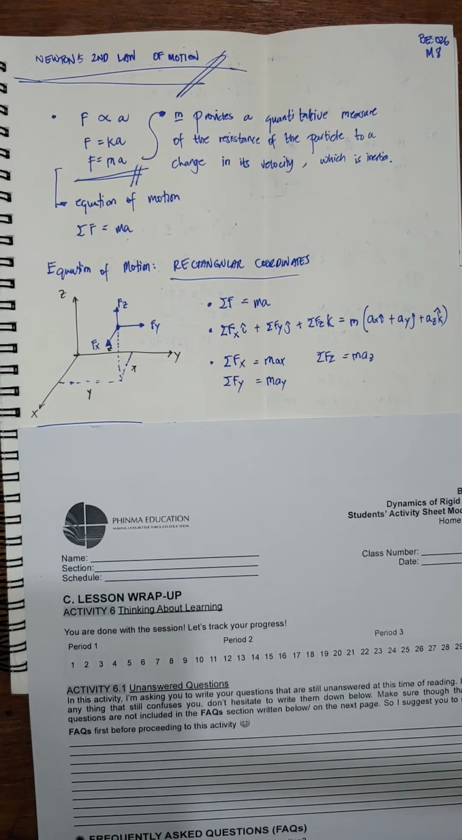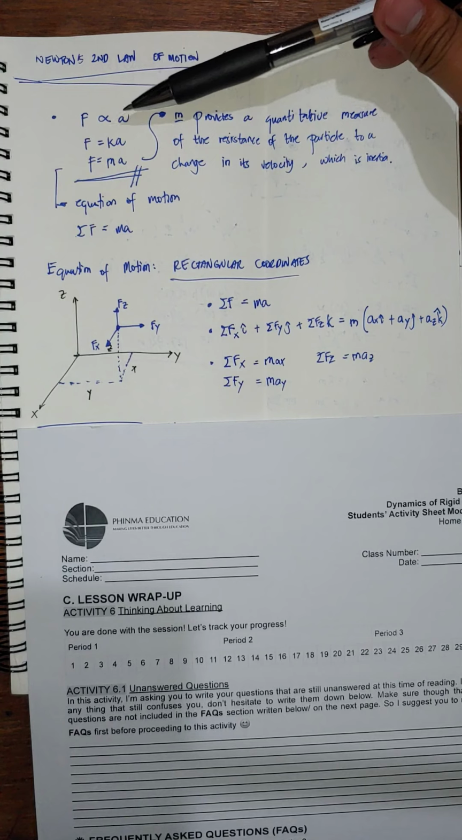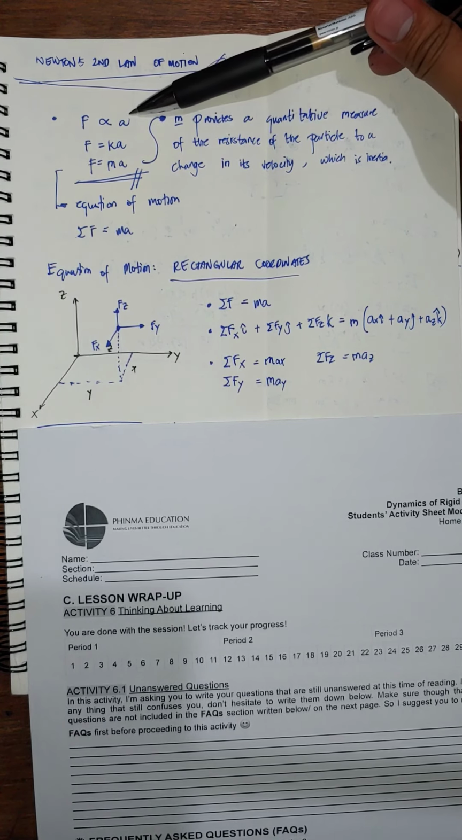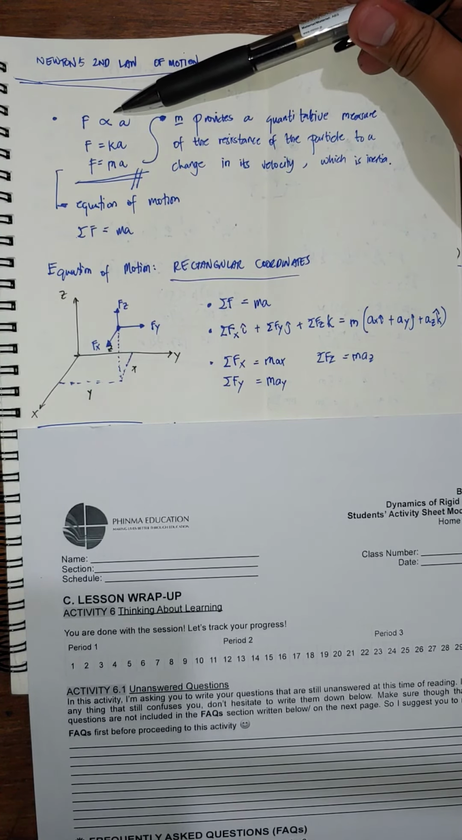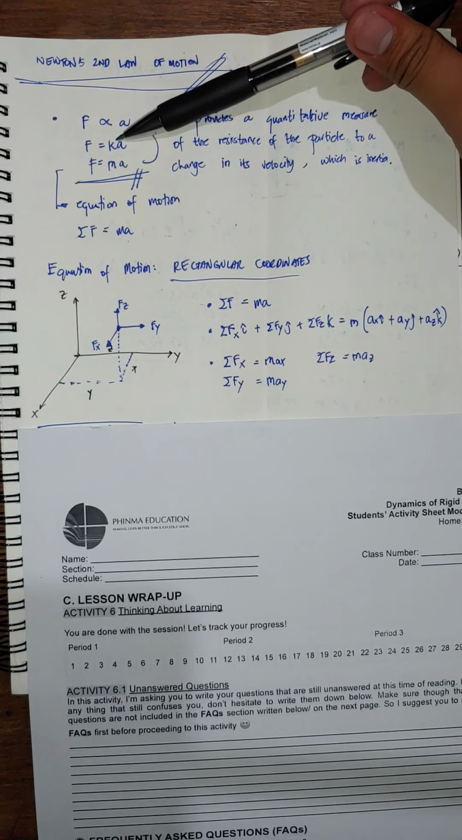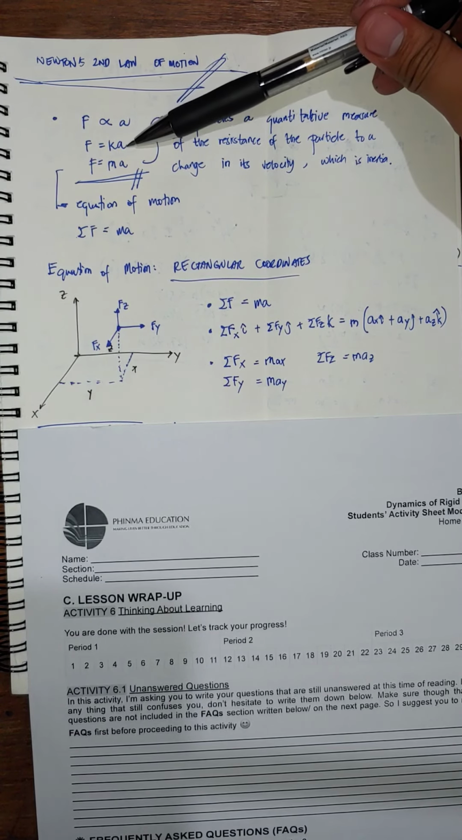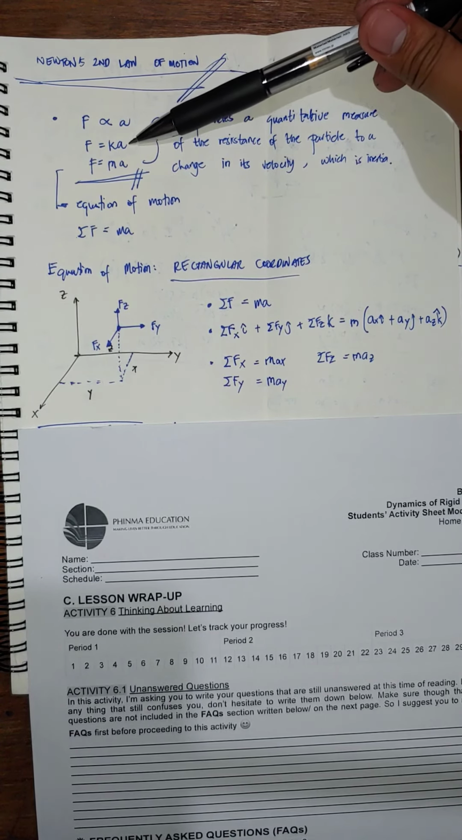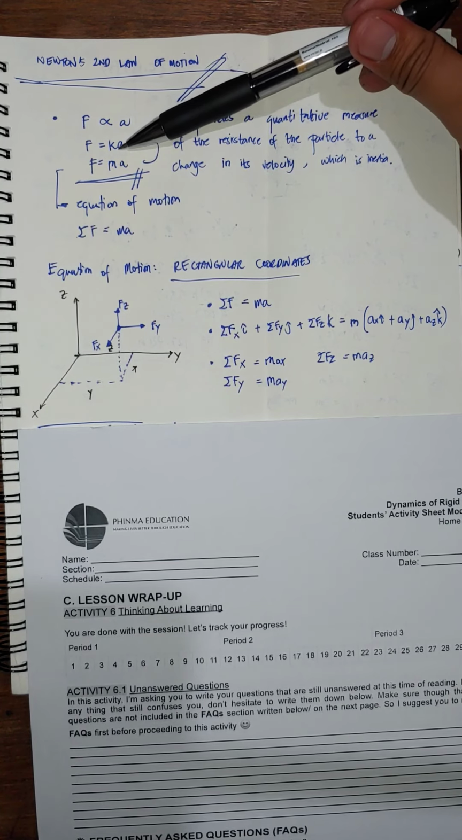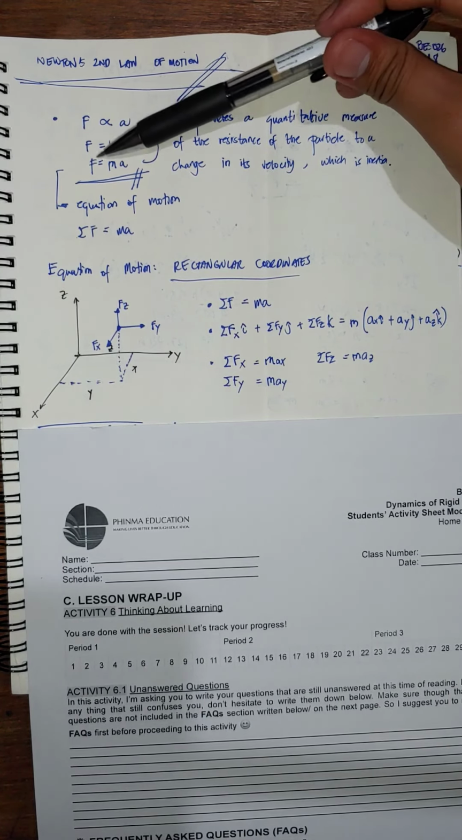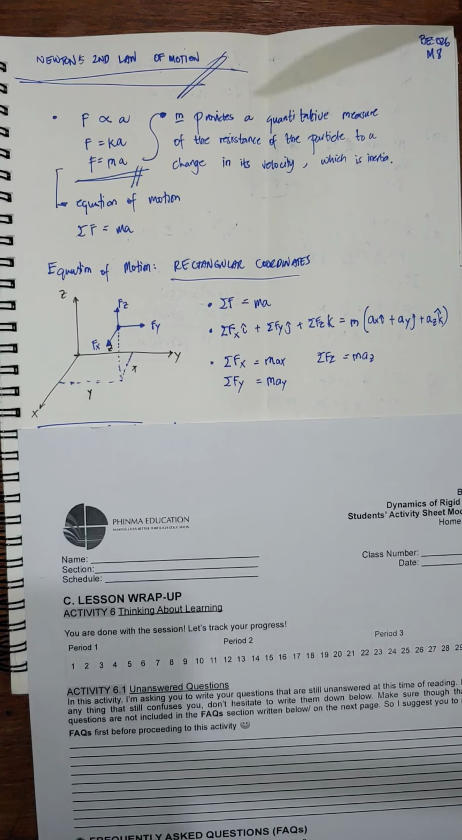Summarize our module 8. So we talk about Newton's second law. We know that the force is directly proportional to the acceleration. To get rid of this proportionality, we equate it with a constant k times the acceleration. And by experiment, they noticed that the constant k in this equation is just the mass of the particle.